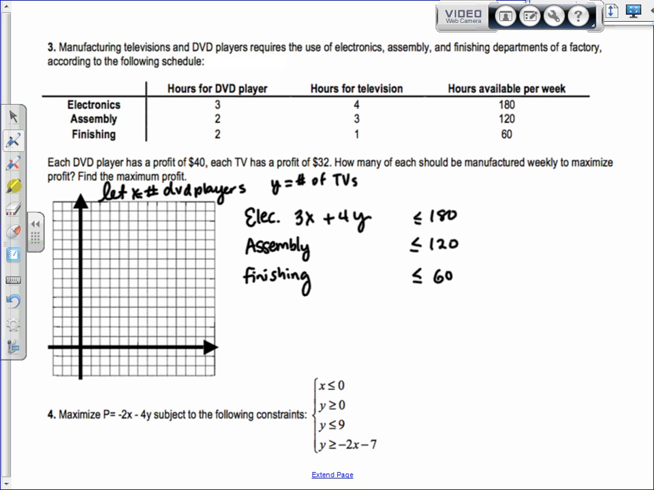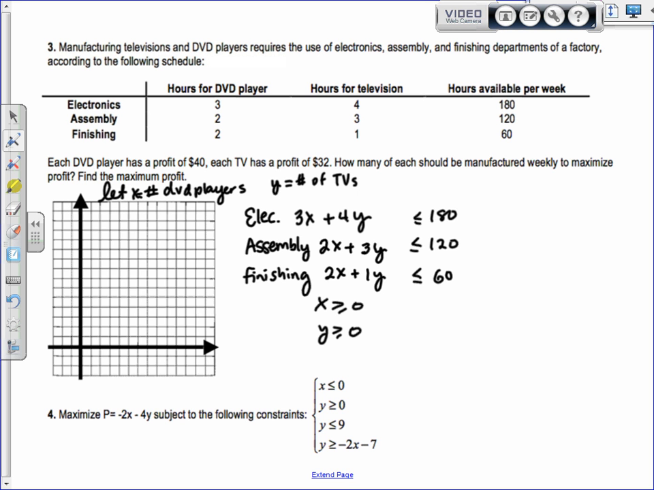See how it's set up? It's really just following the table that I have for you. So assembly, we have 2 hours for each DVD player. We have 3 hours for each TV. And then finishing, 2 hours for each DVD player, 1 hour for each TV. All right, these are our constraints. We have 2 more. We talked about this yesterday. So what's the other ones? You guys know these? Yeah? Right, it has to be greater than or equal to 0. You can't have a negative number of TVs or DVD players. So we have 5, all in all.